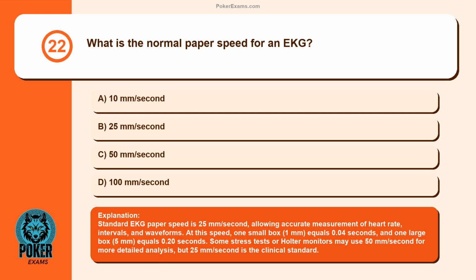Standard EKG paper speed is 25 millimeters per second, allowing accurate measurement of heart rate, intervals, and waveforms. At this speed, one small box, 1 millimeter, equals 0.04 seconds, and one large box, 5 millimeters, equals 0.20 seconds. Some stress tests or Holter monitors may use 50 millimeters per second for more detailed analysis, but 25 millimeters per second is the clinical standard.